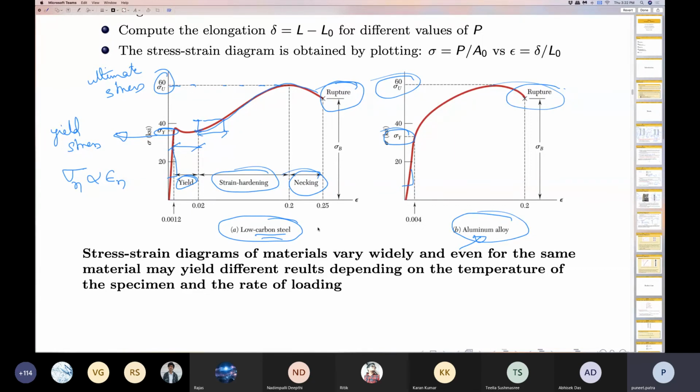Excuse me, sir. Yeah. Sir, during the necking region, what happens is that the area decreases in that region. It becomes a smaller area. So if the area decreases, then the stress must increase, because stress is the force upon area. So the stress must increase. But we find that the stress is decreasing while the strain is increasing in the necking region. Sir, I couldn't understand that part.